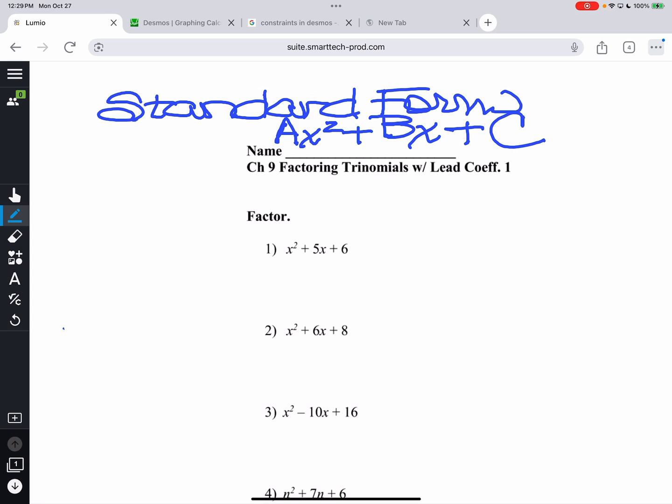Now, of these, what would we call the lead coefficient? The x squared. Or the A, the number in front of the x squared. And the reason it's the lead is it's the very first one. So, what we're working with today, the lead coefficient will always be 1. We will move into more complicated ones when it's not 1, when it'll be larger than 1. But we're going to get to the point of figuring out what to do when it's just 1.